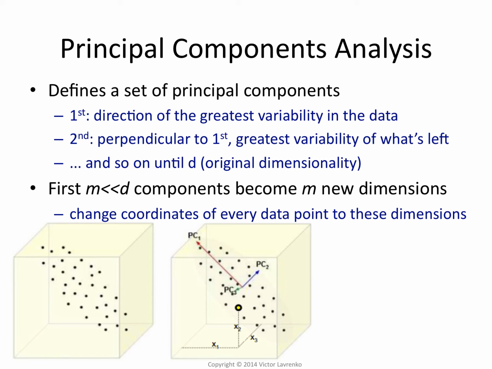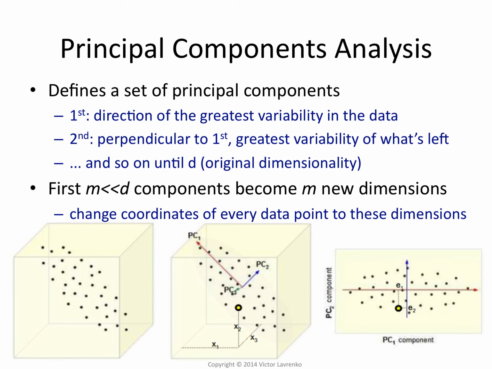And then we have PC3, which points perpendicularly to that hyperplane. And the variance of data around PC3 is very small, right? Because all the data pretty much lies on that sheet. So in that case, what we would do is we would pick PC1 and PC2 as our new coordinate vectors, and we would re-represent all of the points in terms of these new coordinates.